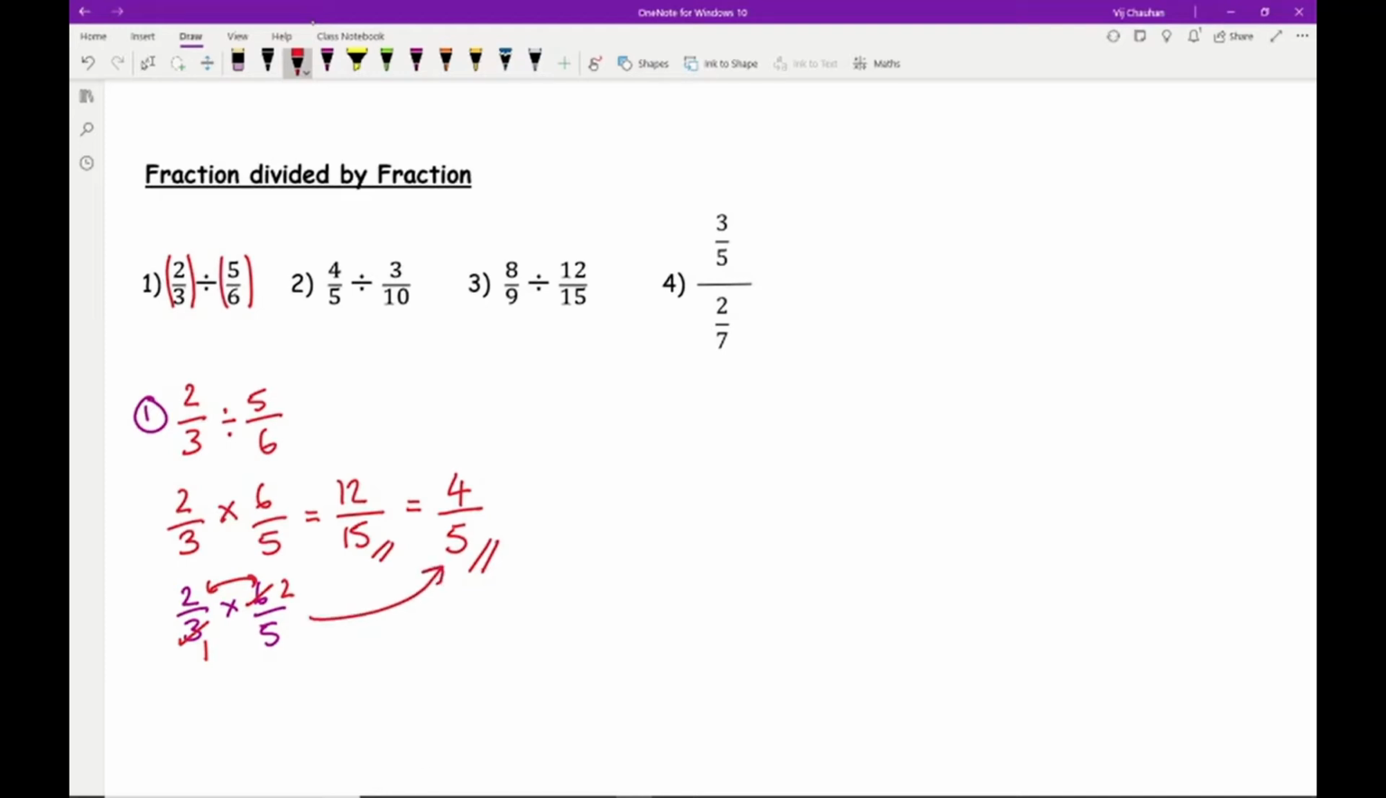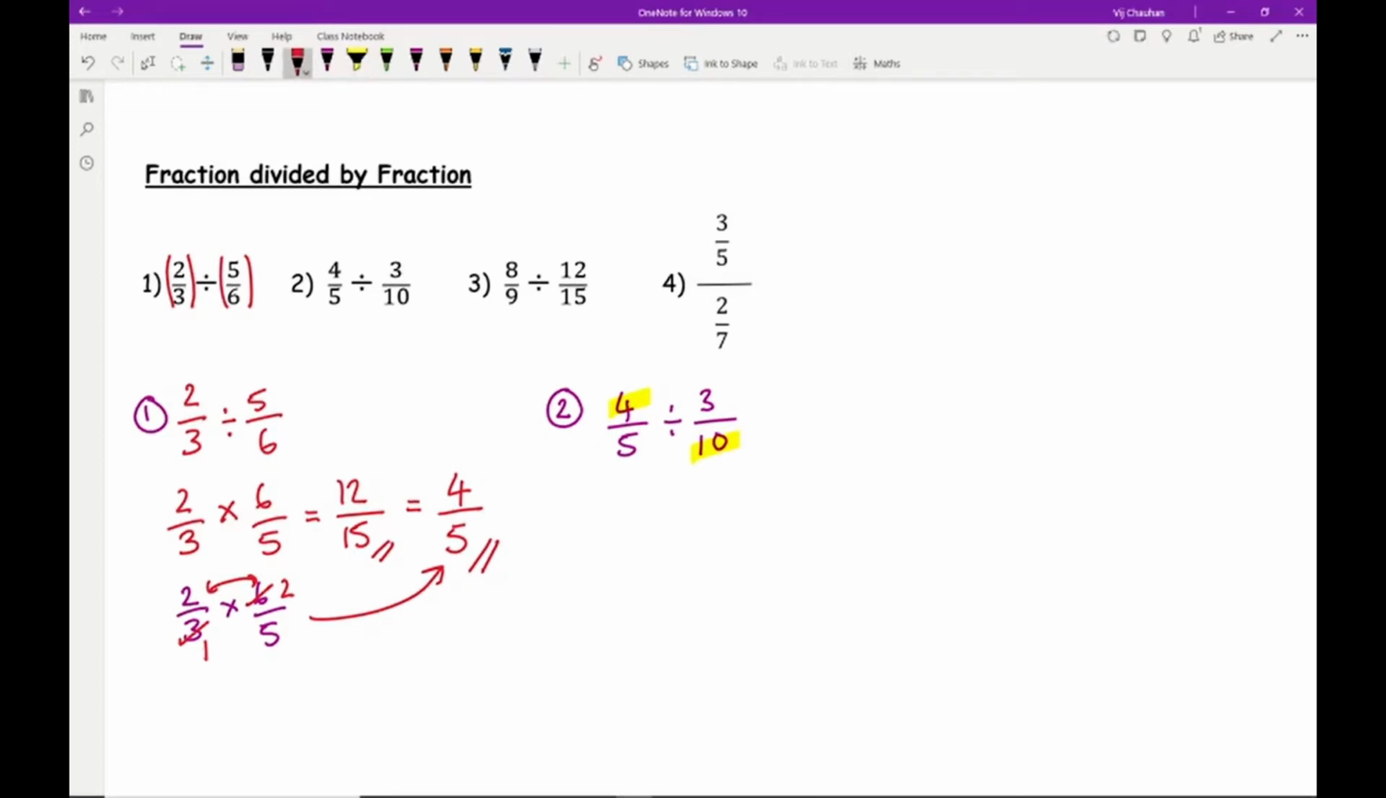Now if you're not too keen on simplifying first, again, that's not a problem. Just make sure you always check to see if you can simplify the final answer. So again, with number 2, we're going to do 4 over 5 divided by 3 over 10. Now again, you might think to yourself, oh, I can simplify 4 and 10, but in this case you can't, because they're both separate fractions. So you can't, like we did with multiplying, do that with this one.